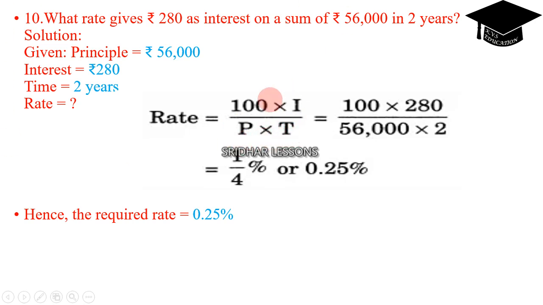Rate is equal to 100 into I by PT, because we know that interest is equal to PTR by 100. So 100 into I, interest is 280, by P, principal is 56,000, and T, time is 2 years, into 2. So the value is 100 into 280 by 56,000 into 2. Upon cancellation we have got the value as 1 by 4%, or we can also write this as 0.25%. So the required rate of interest is 0.25%.